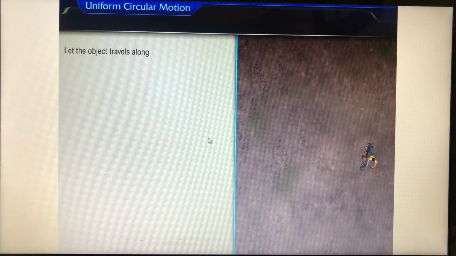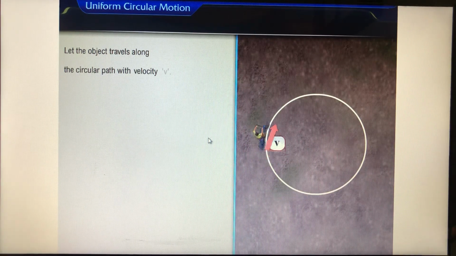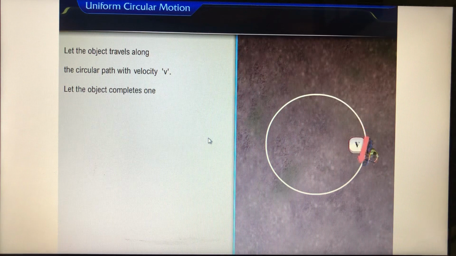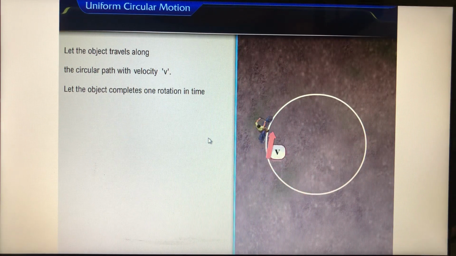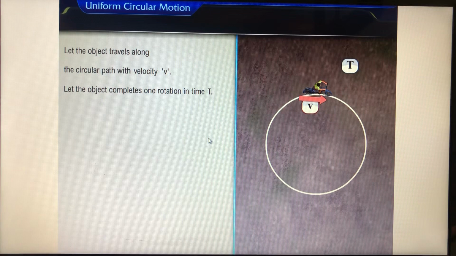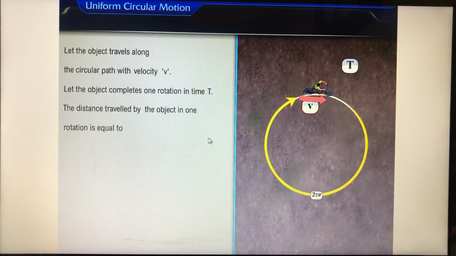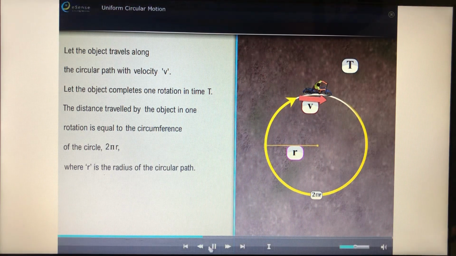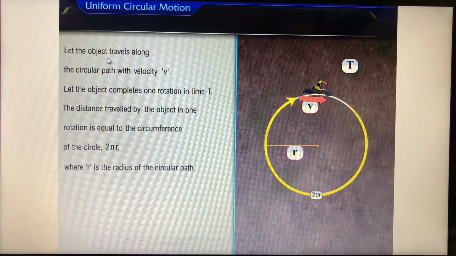Let the object travel along the circular path with velocity v. Let the object complete one rotation in time t. The distance traveled by the object in one rotation is equal to the circumference of the circle, 2 pi r, where r is the radius of the circular path. Again, let us say the object travels along a circular path with velocity v. Here velocity is v. Okay. Let the object complete one rotation in time t.